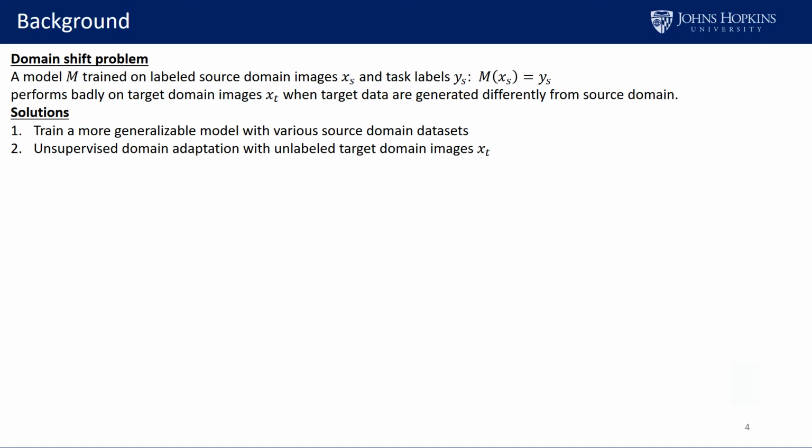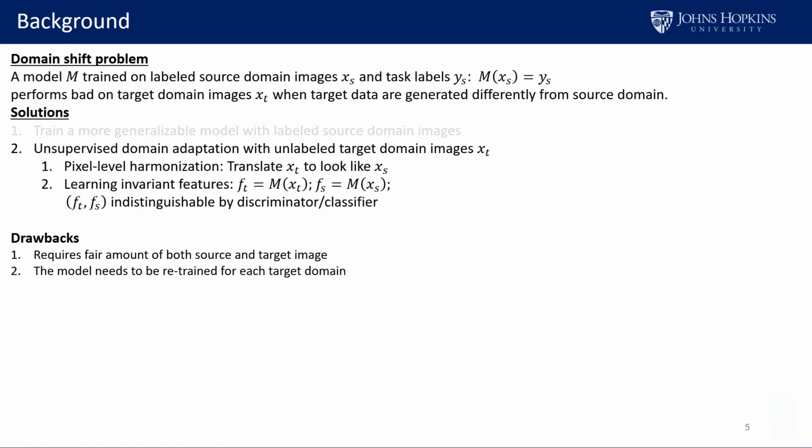There are two solutions to alleviate this problem. We can train a more generalizable model with various source domain datasets, or we can use the unsupervised domain adaptation method with unlabeled target domain images XT. We are only focusing on the second method. The unsupervised domain adaptation method can be further categorized in two ways. The first is pixel level harmonization, where we translate target image XT to look like source image XS. Methods like histogram matching or CycleGAN can be regarded as pixel level harmonization.